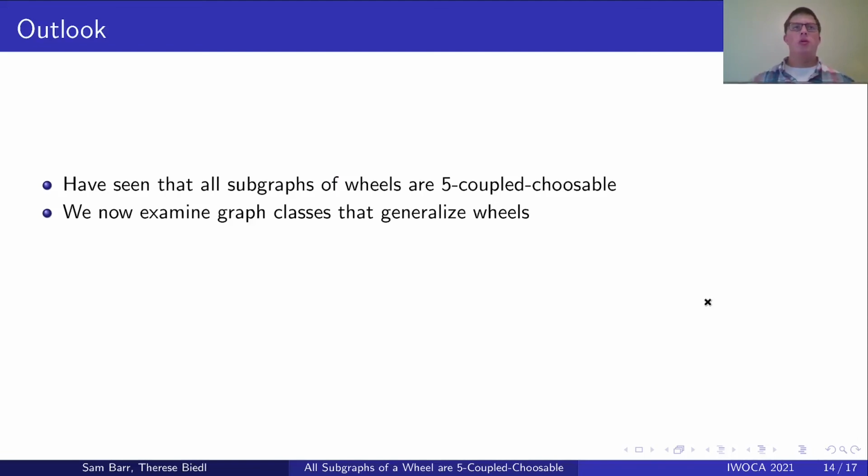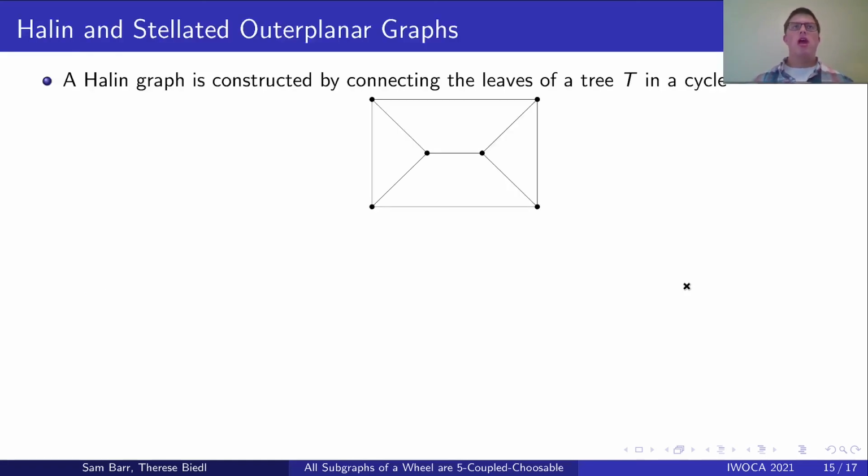To end this talk, we briefly examine some graph classes which generalize wheels in one way or another. In particular, we look at Halin graphs, stellated outerplanar graphs, and IO graphs. A Halin graph is constructed by connecting the leaves of a tree T in a cycle, as seen here. A wheel graph is a Halin graph where the tree T we start with is a star graph.